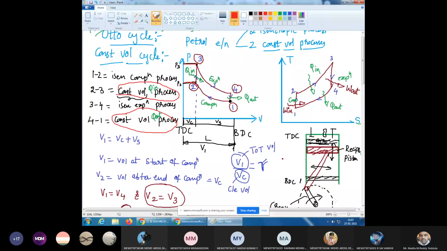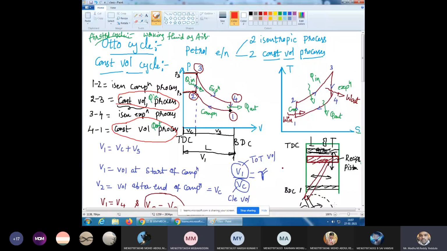So I'll quickly recall once again. This consists of 4 processes. The difference between Carnot and Otto cycle is that in the Carnot cycle, isothermal processes are replaced by constant volume processes. There, if you recall, isothermal heat addition and isothermal heat rejection; here, constant volume heat addition and constant volume heat rejection, and the remaining are isentropic compression and isentropic expansion.